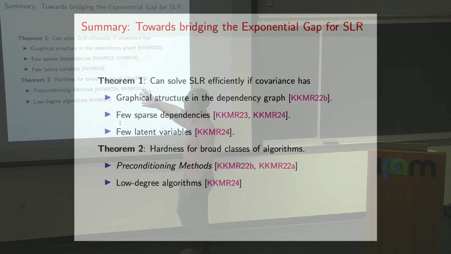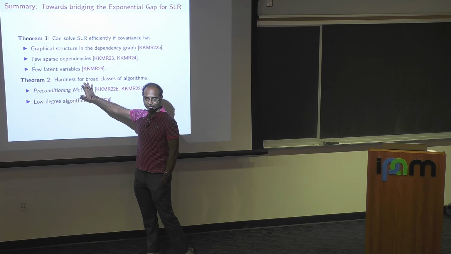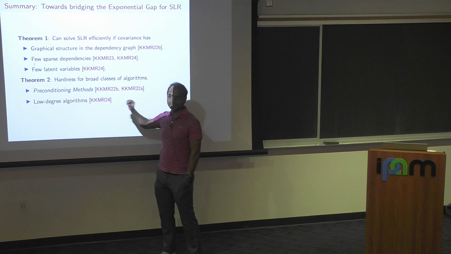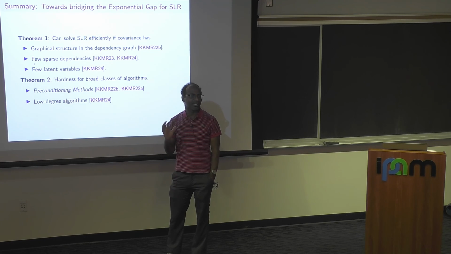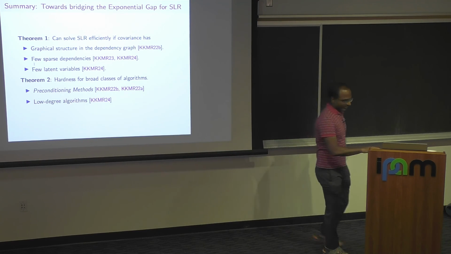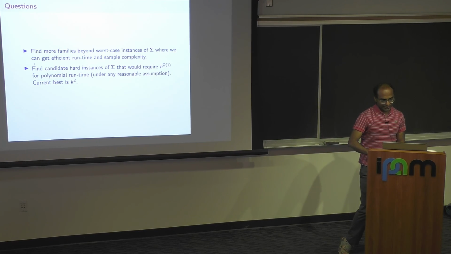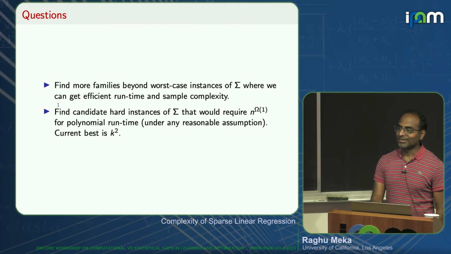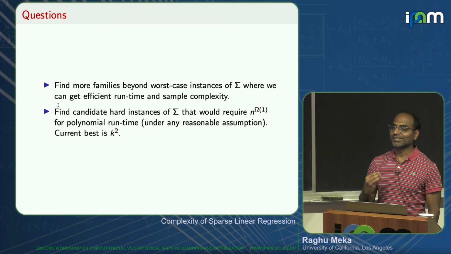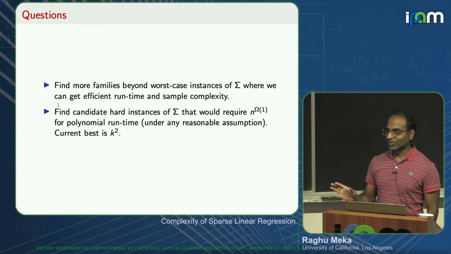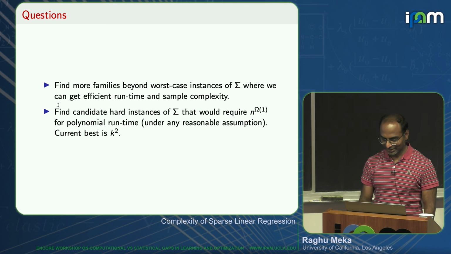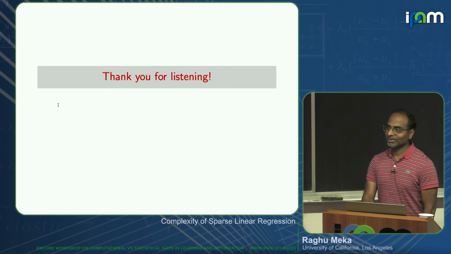In terms of lower bounds, preconditioning methods are not going to do what we want, even up to little omega of n. Low-degree algorithms cannot achieve the information-theoretically optimal k log n. They can probably at best get to k squared, which would be amazing, but we don't know that. The obvious problem is, can we do better for sigma? And my favorite question is, we don't have candidate hard instances. Often we don't know how to prove hardness, but here we don't even know what would be hard, which I think is very interesting. Okay, thank you for listening.